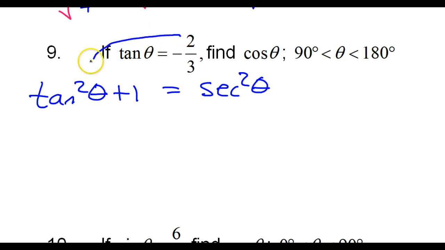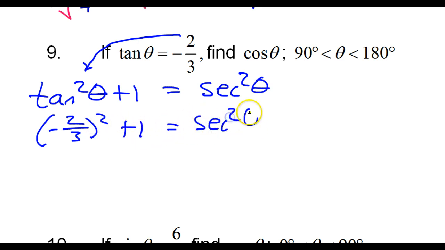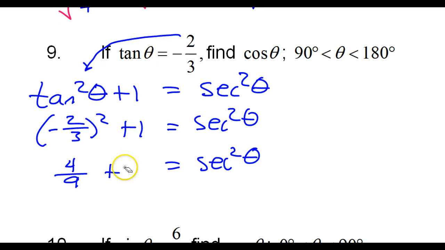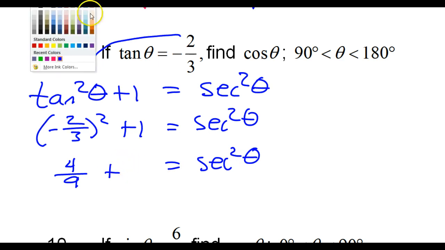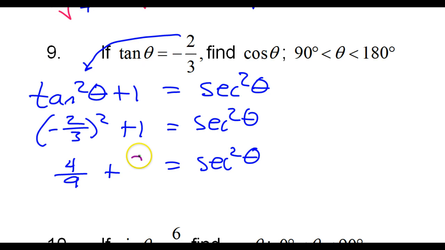So I can go ahead and put this in for tangent. So that's going to make negative 2/3 squared plus 1 is equal to secant squared theta. That's going to make positive 4/9 plus 1 is equal to secant squared theta. 1 is a chameleon, so if I need a denominator of 9, I can rewrite 1 as 9/9.